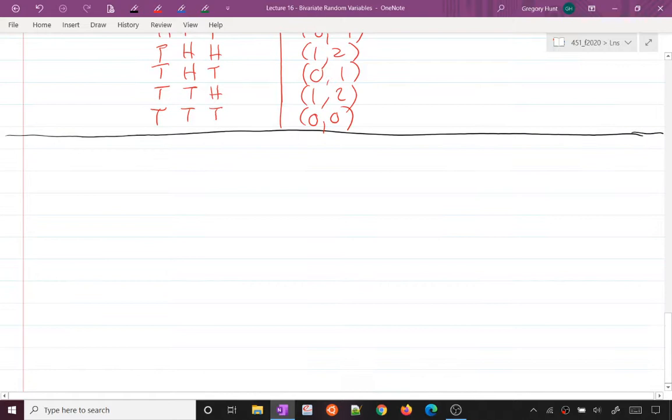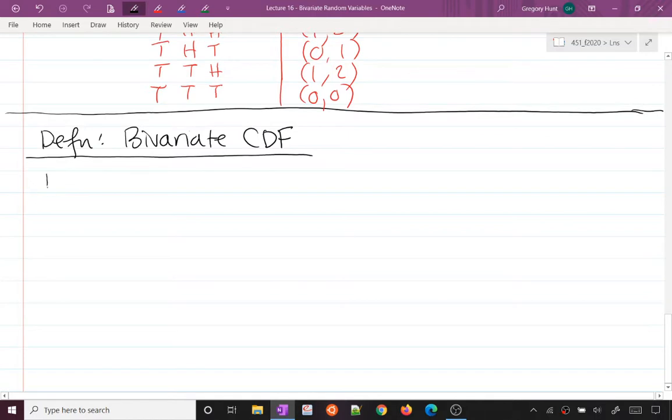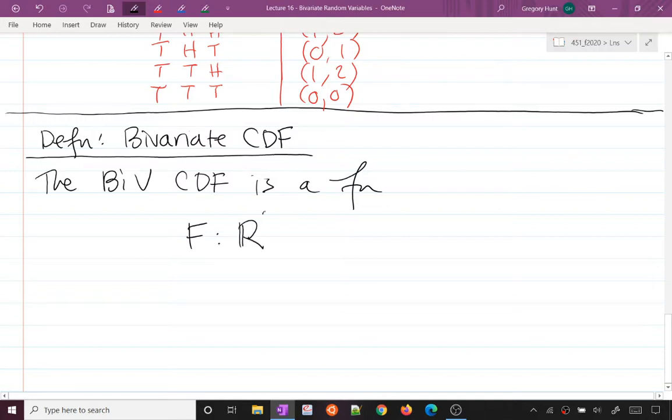The first concept that we had done with univariate random variables was CDFs. We can define a similar concept for bivariate random variables. We could call it the bivariate CDF of a pair of random variables, or 2-dimensional random variable, as another way of saying it. The bivariate CDF is a function F, again using capital F, that takes in two real numbers and spits out another real number.